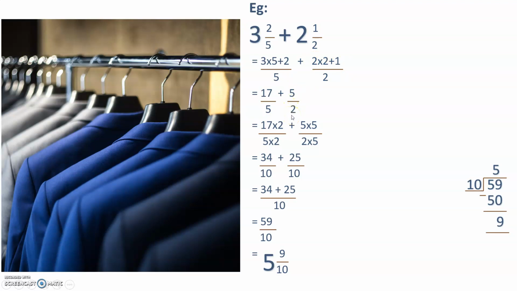Now, children, here the denominators are different. And even this 5 doesn't come in 2 ka table and 2 doesn't come in 5 ka table. So here we are going to cross multiply. So for this fraction we'll multiply by 2 and for this fraction we'll multiply by 5. So 17 into 2 upon 5 into 2 plus 5 into 5 upon 2 into 5. 17 2s are 34, 5 2s are 10 plus 5 into 5 is 25 upon 10. So is equal to 34 plus 25 upon 10. Now 34 plus 25 gives you 59 upon 10.